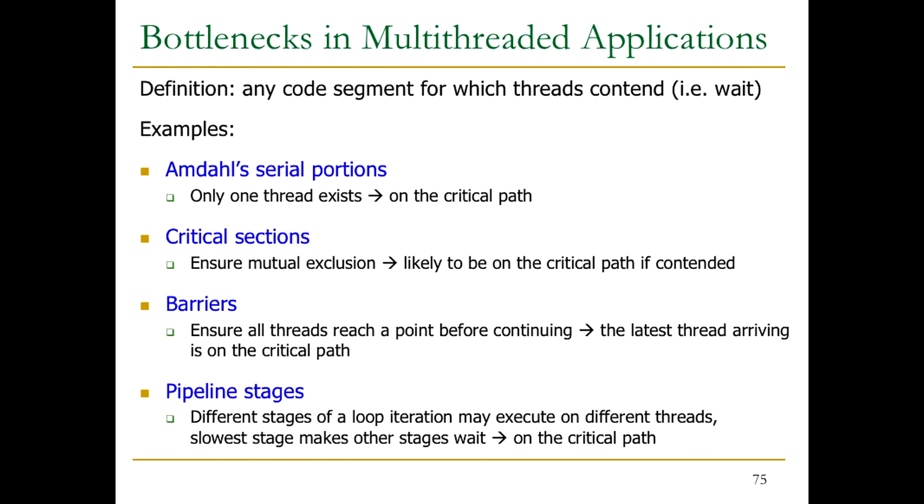Barriers, as we've said, these are important synchronization points, and pipeline stages. Different stages of a loop iteration may execute on different threads, and the slowest stage makes other stages wait. So that becomes on the critical path. When only one thread exists, it's clear that it's on the critical path of execution, right? Critical sections are on the critical path of execution if they're contended. Barriers, the last thread arriving is on the critical path. So wouldn't it be nice if we can find out or predict the critical path of a program and ship that critical path to a place that can accelerate it?